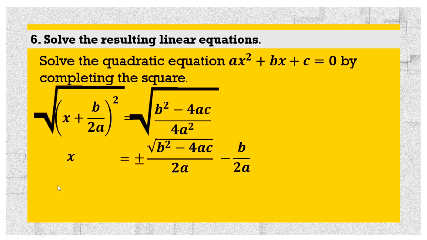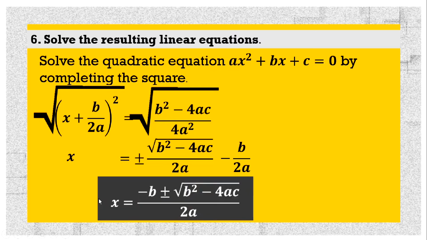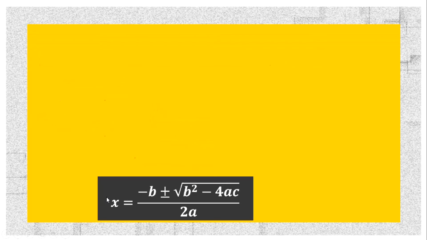Then, simplify lang natin to. We have x equals... Similar fraction sila since pareho sila ng denominator. So, ang denominator natin ay 2a. Then, simply copy lang natin yung numerator. Positive and negative square root of b squared minus 4ac, minus b. And this numerator can also be written as negative b positive and negative square root of b squared minus 4ac all over 2a. And this is our quadratic formula.